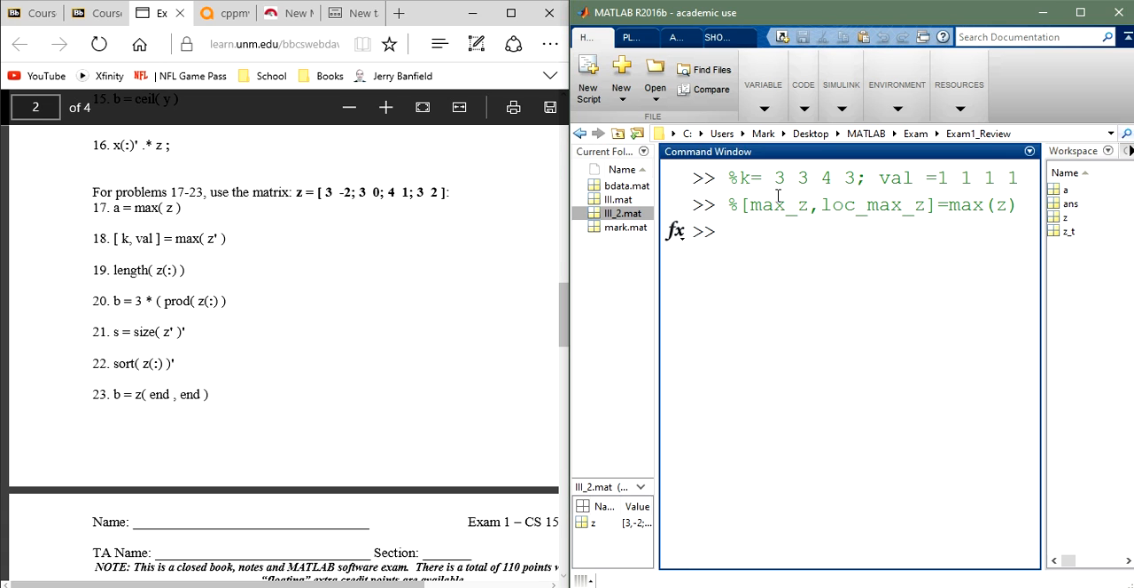Well, I need that too. Control V. Okay. Moment of truth. 3, 3, 4, 3 and val is 1, 1, 1, 1. Perfect. Let's move on to the length of z colon.